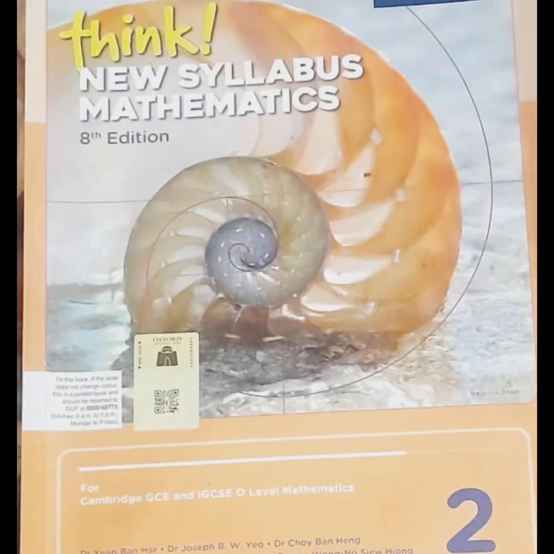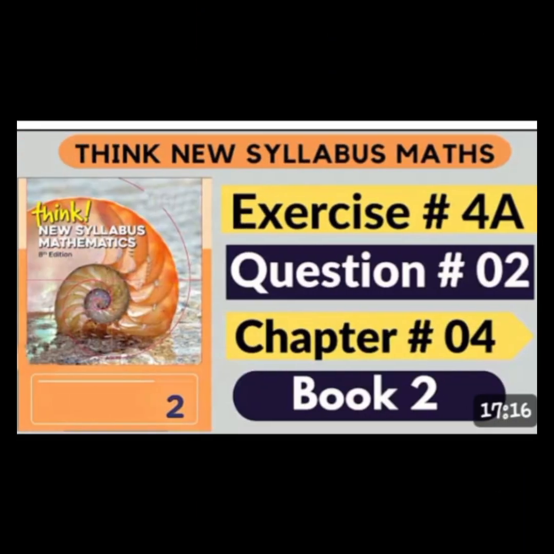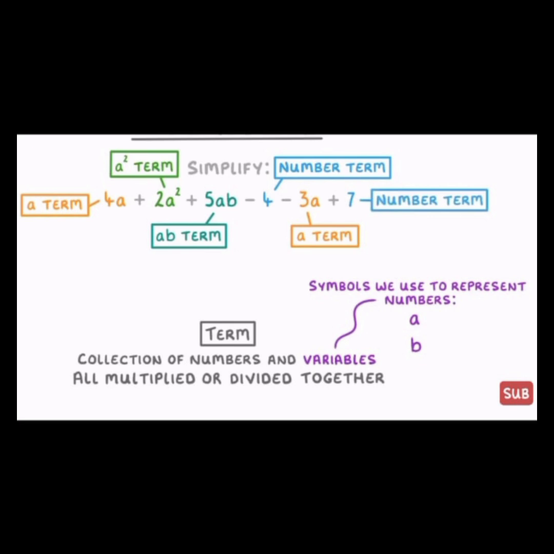Here is your book of maths for grade 7. This is book 2. And here we are doing chapter 4. And in chapter 4, we are on exercise 4a. And some part of question number 2 will be explained to you. Here, first of all, the term will be defined.